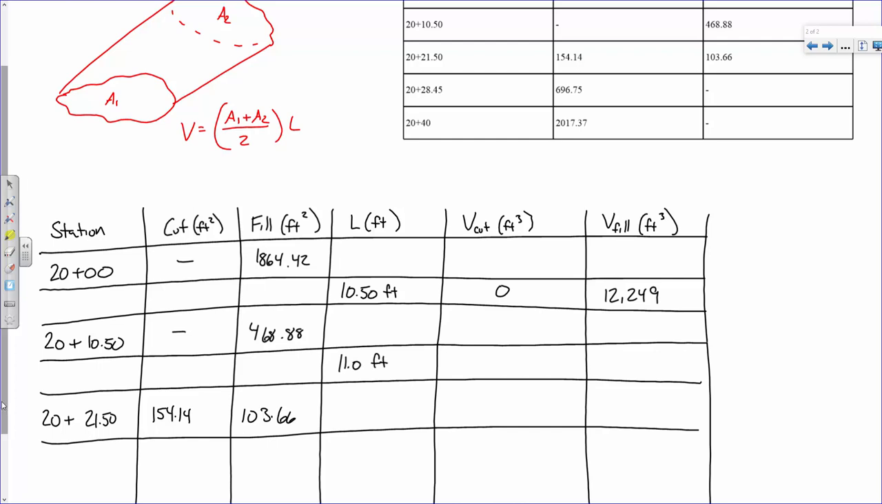All right. Hopefully this should start to get a little boring here pretty soon. So, do we have any cut? Yes or no? Yes. And how do we determine that? Average of that and zero times that. And then for the fill, average of that and that times that.